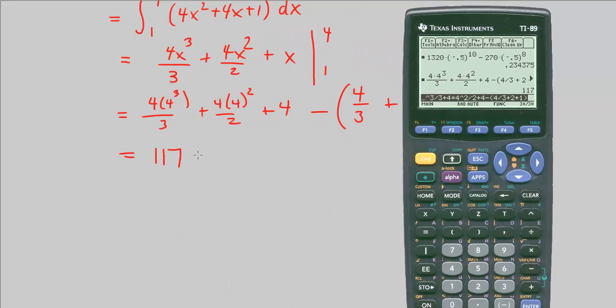Okay, and for an integral, I always like to put some units, and we know it's units squared because the integral represents area beneath the curve. Alright, let's go on to part B.